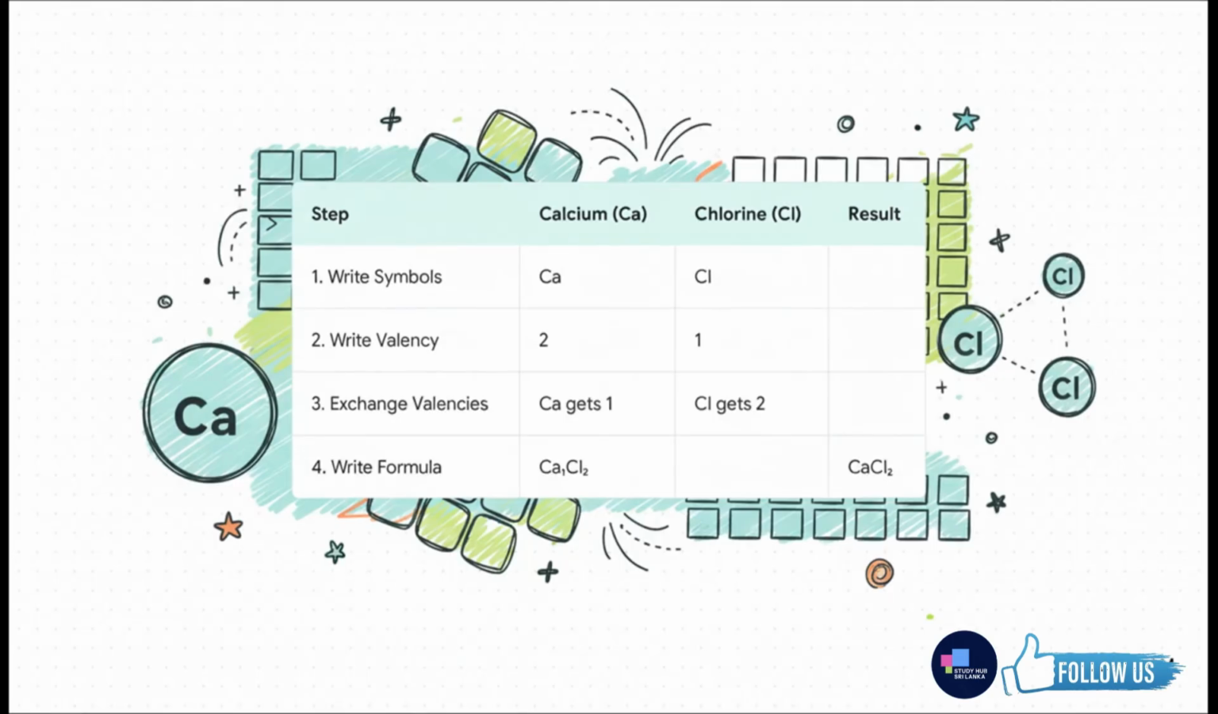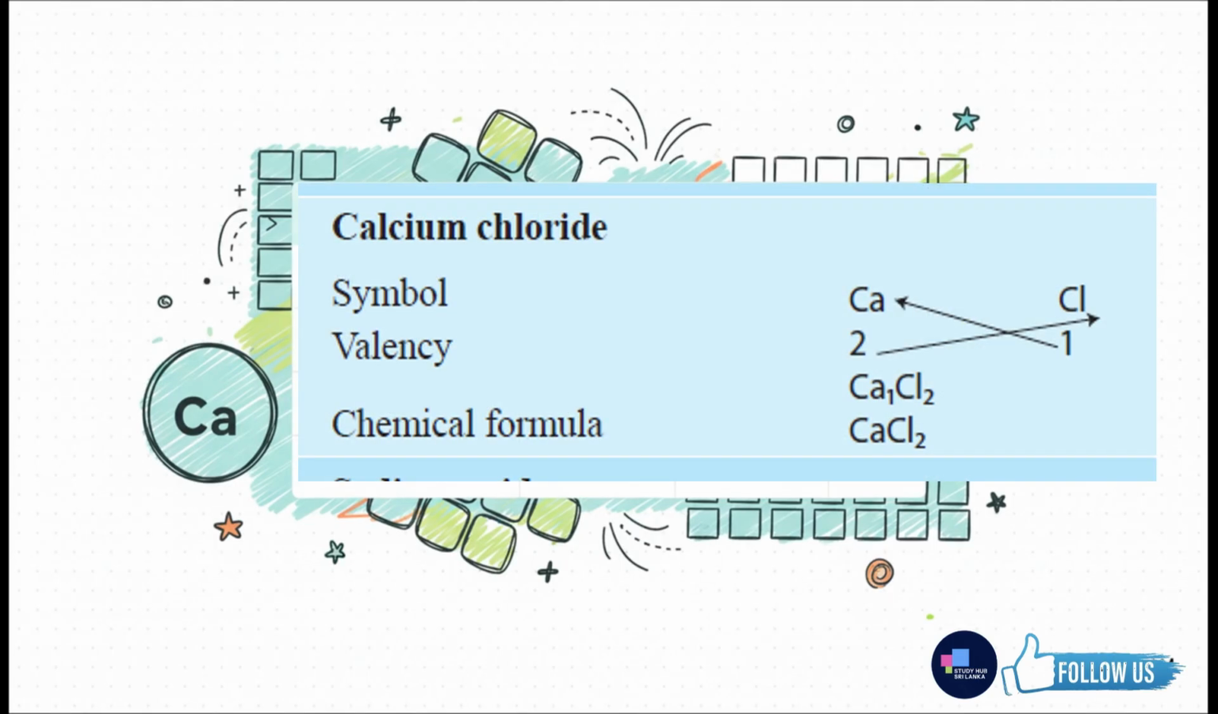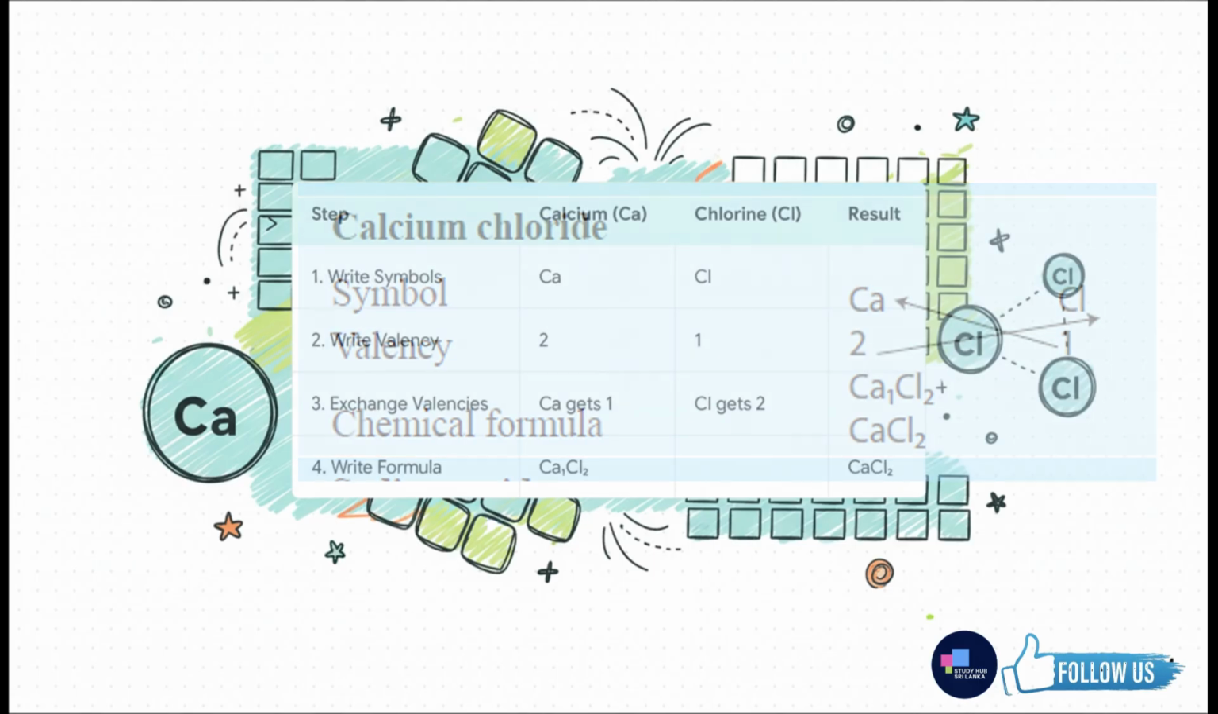This table shows a fantastic little trick called the crisscross method. Let's make calcium chloride together. Step 1. Write down the symbols Ca and Cl. Step 2. Write their valencies right below them. Calcium is 2, chlorine is 1. Step 3 is the crisscross. You just exchange the numbers. Calcium gets the 1 from chlorine, and chlorine gets the 2 from calcium. That gives us our final formula in step 4, CaCl2. Notice we don't write the 1.